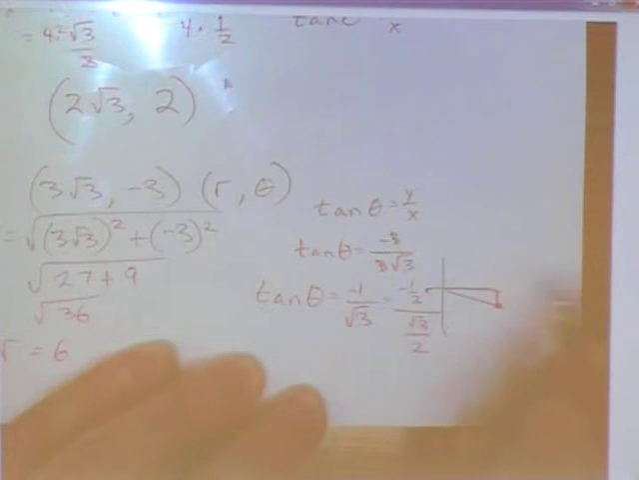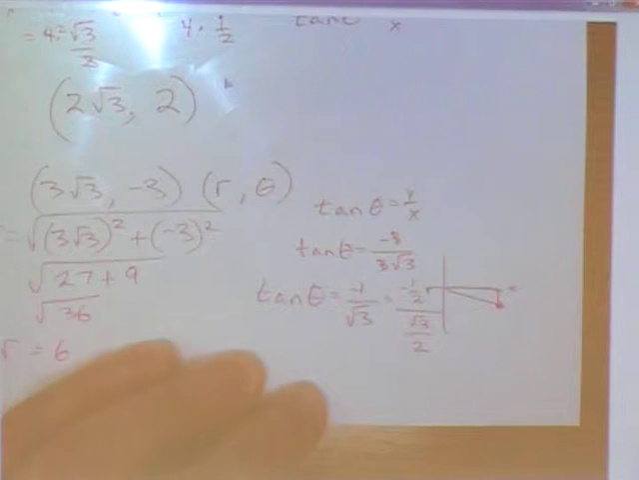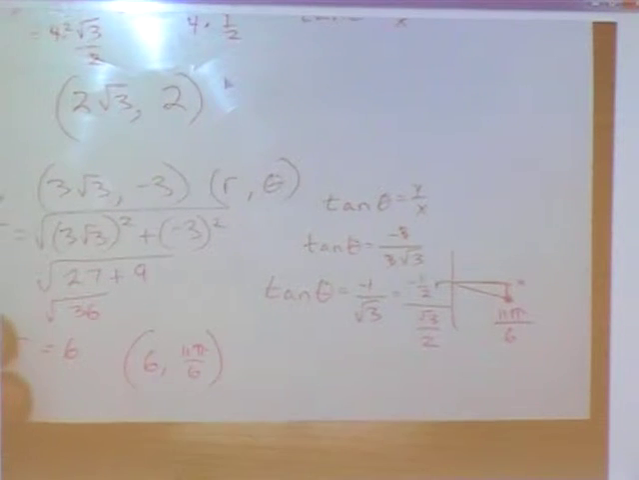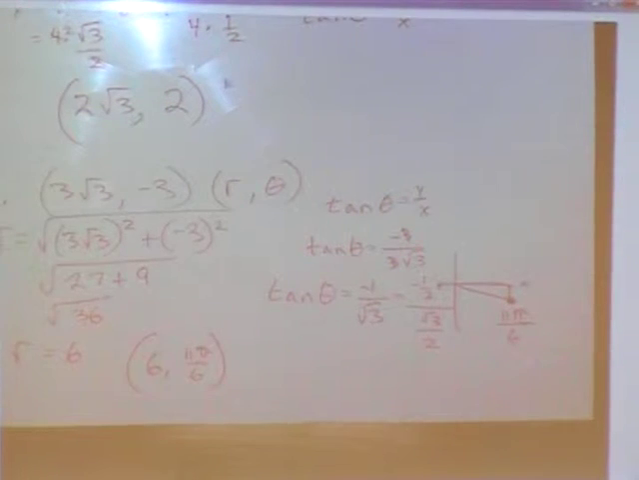So on the unit circle, we're down here. This is your x-axis. So where is that at? That's at 11 pi over 6. So 6 and 11 pi over 6 would be my polar coordinate. Any thoughts on that? Okay. Number 4.